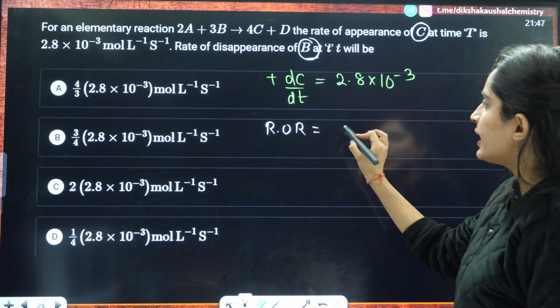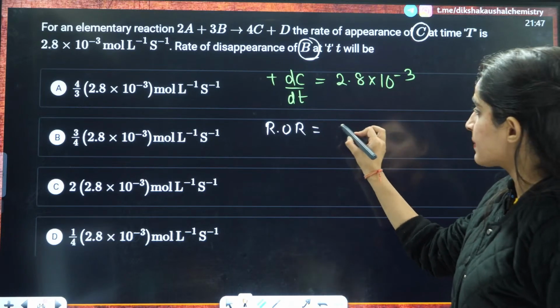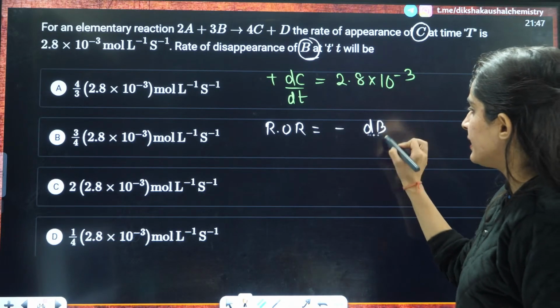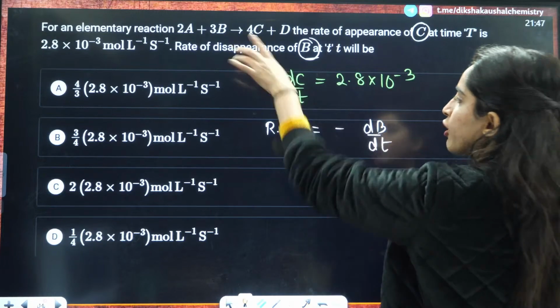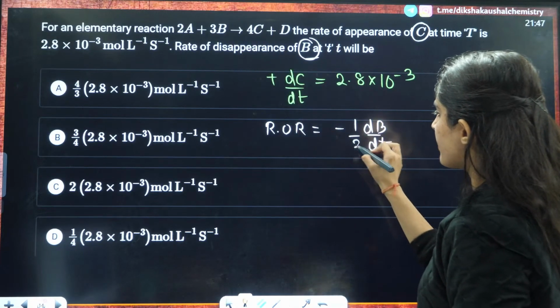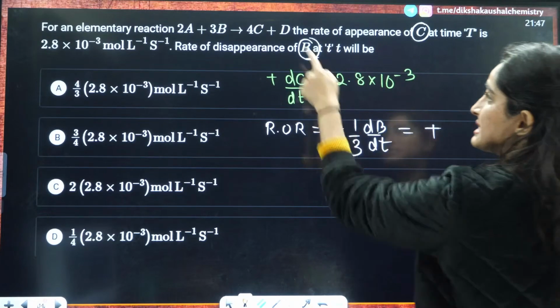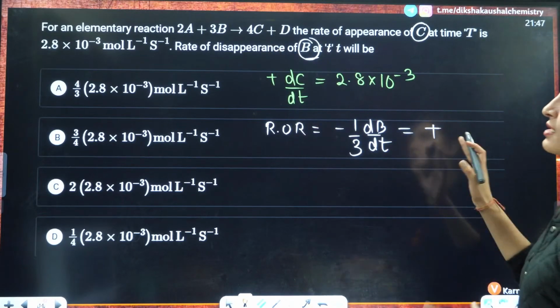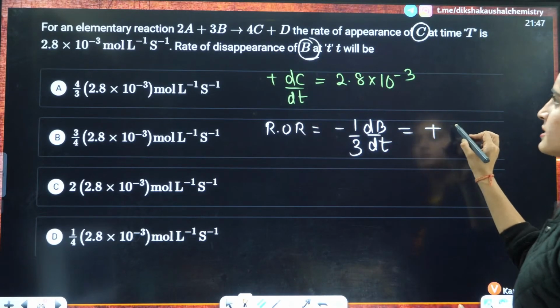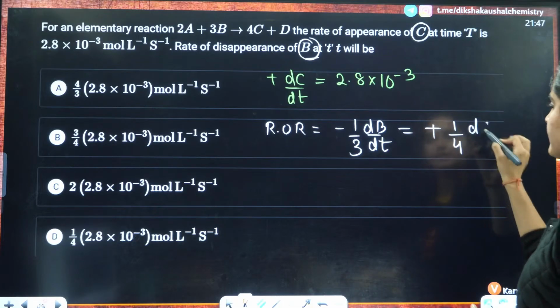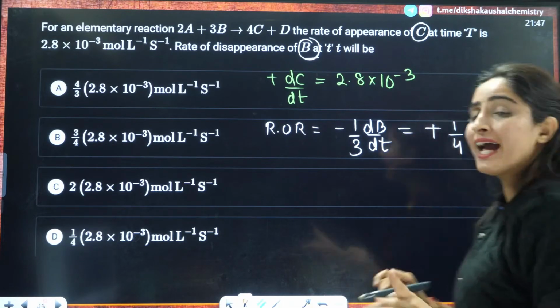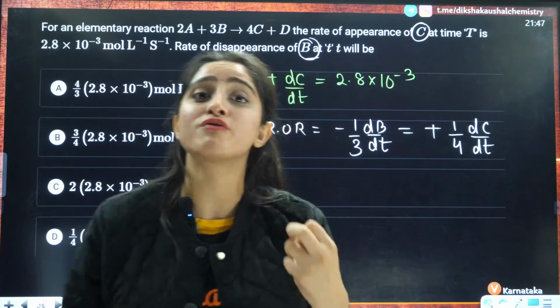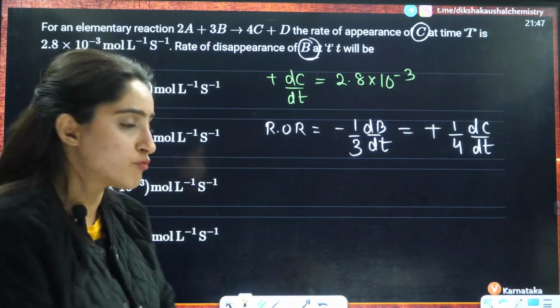In terms of B, because it is disappearing, it will be minus dB by dt. Now here the number of moles is 3, so it will be 1 by 3. B is disappearing, C is appearing, so it will be plus 1 by 4 dC by dt. Now why have I divided it by number of moles? Because in rate of reaction we divide it by number of moles, right?